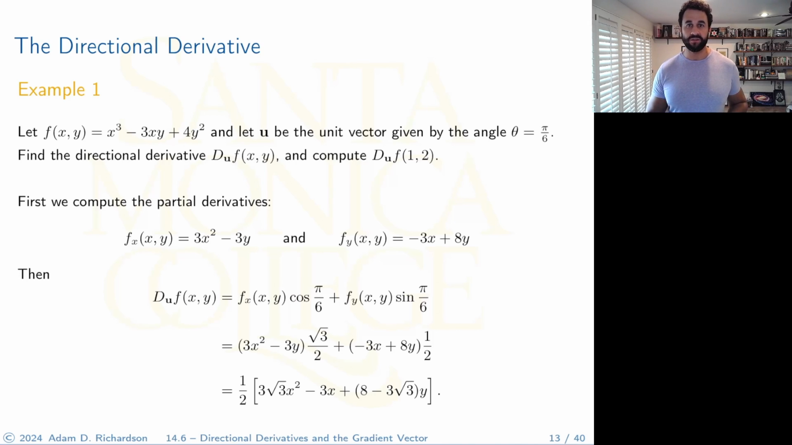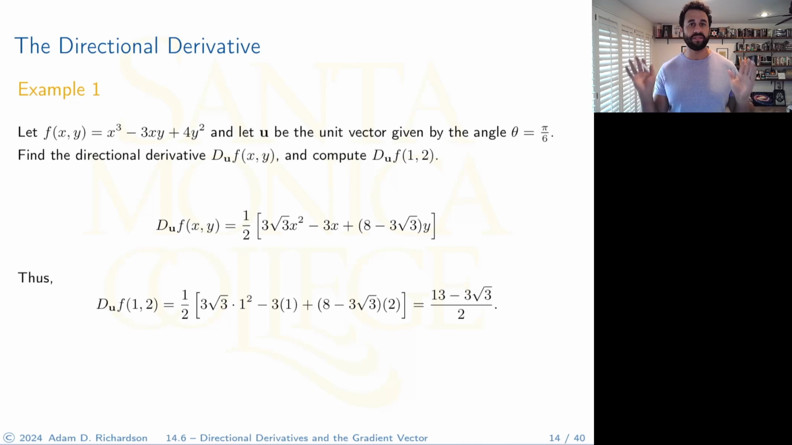So this will give us the directional derivative at any point. Now, to evaluate it at (1, 2), we simply plug in 1 for x and 2 for y, and simplify at leisure, and this is what we get.